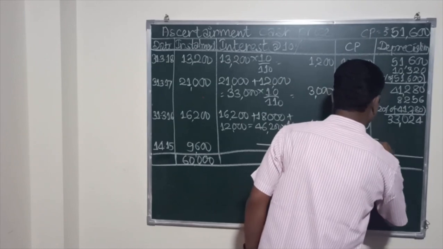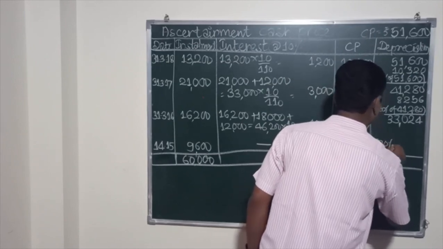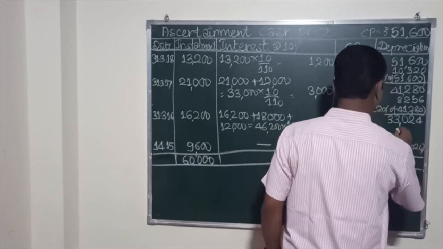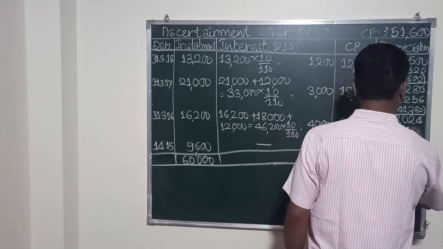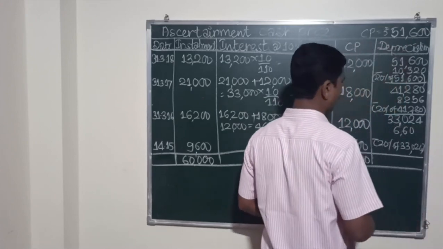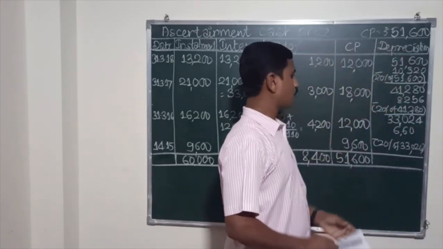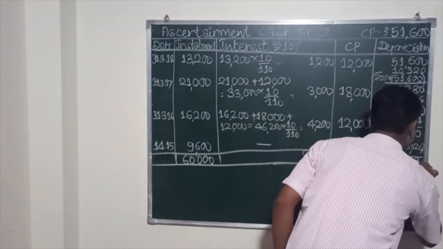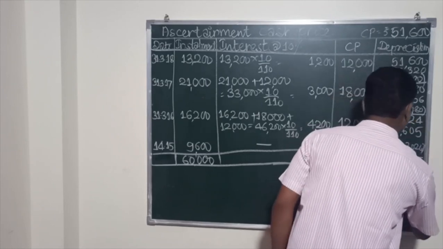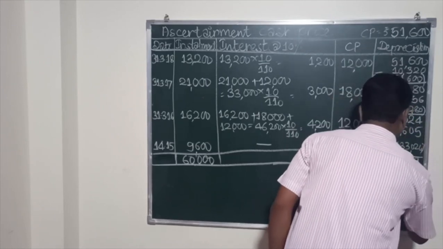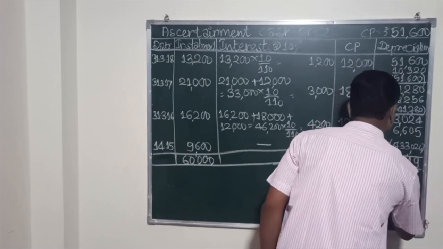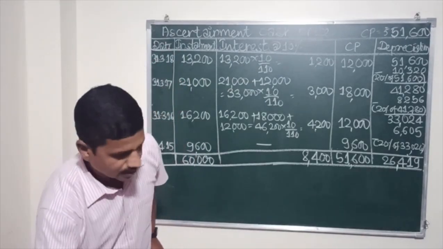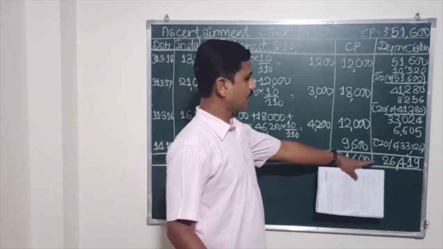Then we should deduct again 20% here. So 20% of 33,024. So 5 6s are 30, then again 5 6s are 50, then 5 4s are 20.8 it will be. So 6,605 we can make here. 14 minus 5 is 9 here. Carry 1. 2 minus 1 is 1 here. 10 minus 6 is 4 here, carry 1, 13 minus 7 is 6 here, carry 1. So 26,419 is the outstanding balance of the asset here.